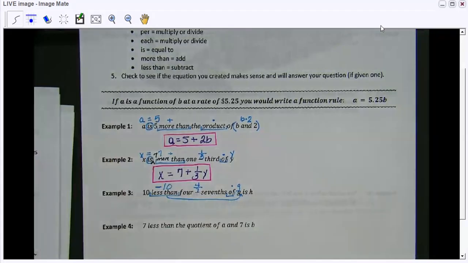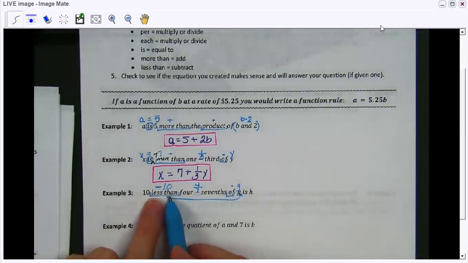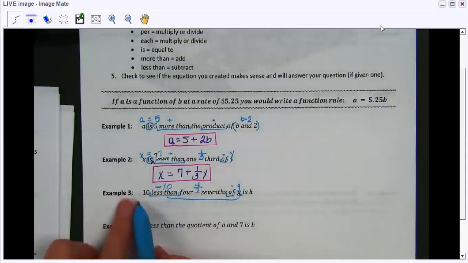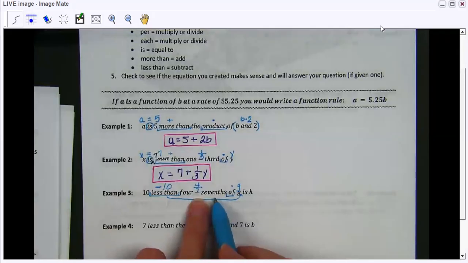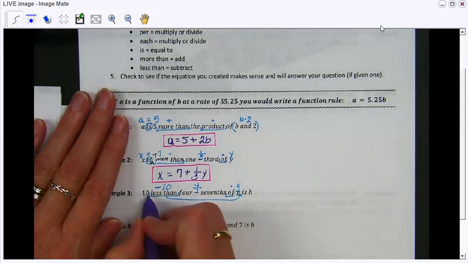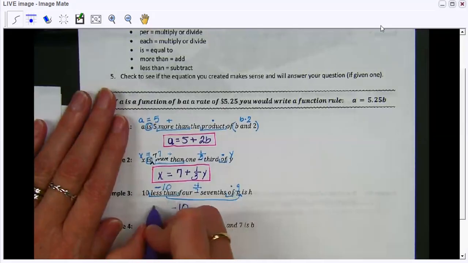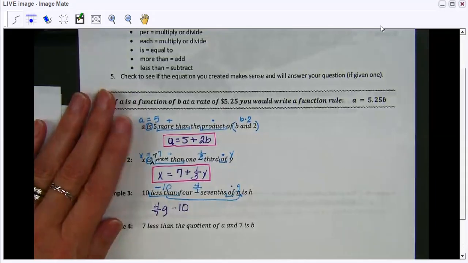So let me rephrase, let me restate that again, just to make it, hopefully, understandable. You look at the less than, and that tells you you're going to subtract the term before it from the term after it. So let me write that. You're going to take 10 and you're going to subtract it from the term after it. So 4/7 G. Okay. So you just swap them.